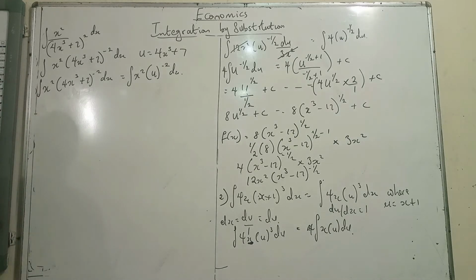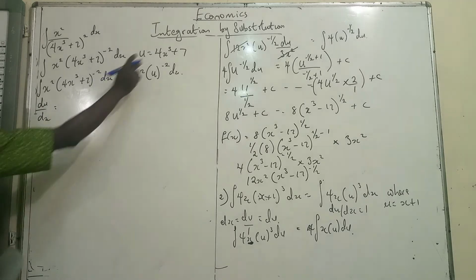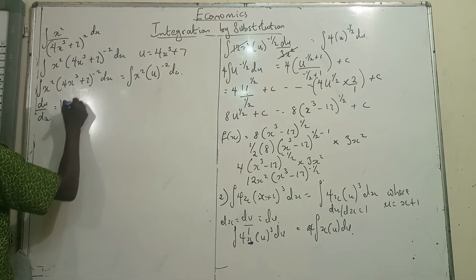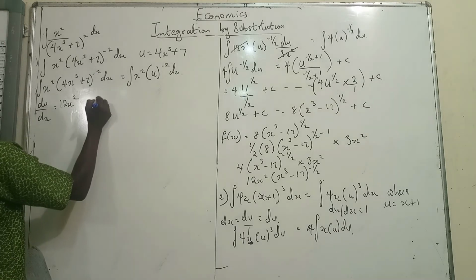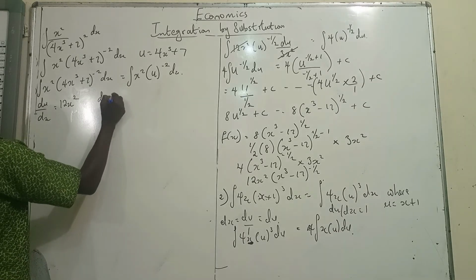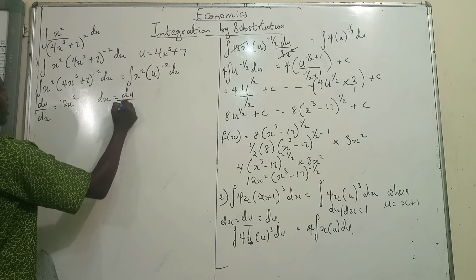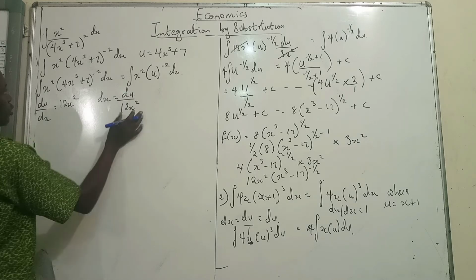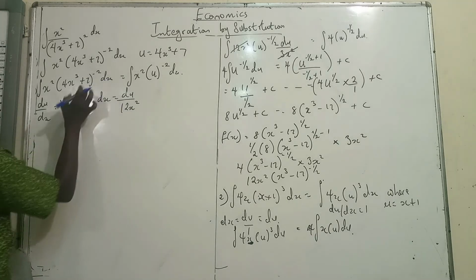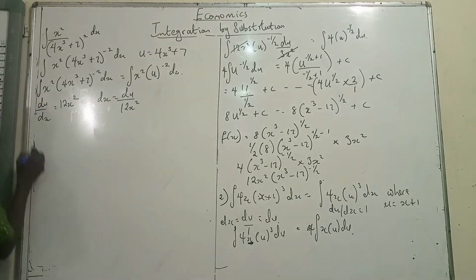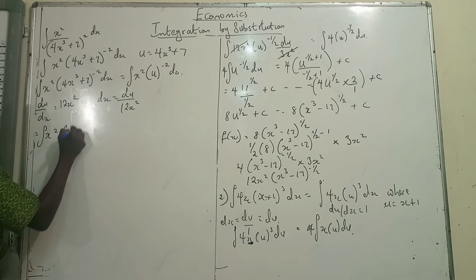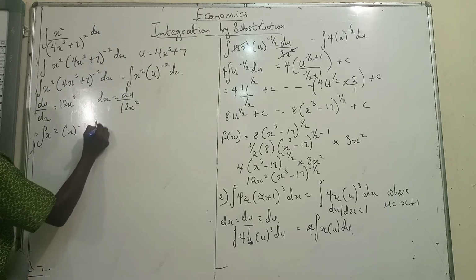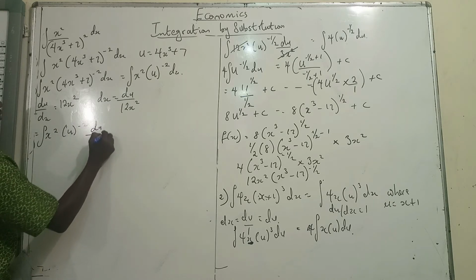Okay, so we have to look for du/dx. So du/dx from here is 12x squared, just 12x squared. The constant disappears, and making dx the subject of the formula, dx is going to be du divided by 12x squared. So we substitute dx here now. Alright, so we then have the integral of x squared u to the minus 2, then du divided by 12x squared.